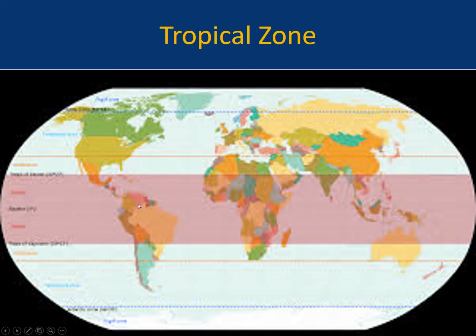So let's see the tropical zone. This is equator, and then this pink region is the tropical zone, and here you can see different countries are located in this. Most of the African countries are in the tropical zone, and here Far East, India, some of the Pakistan's area, some of the Australian region, then South America and Central America, it comes into tropical region.